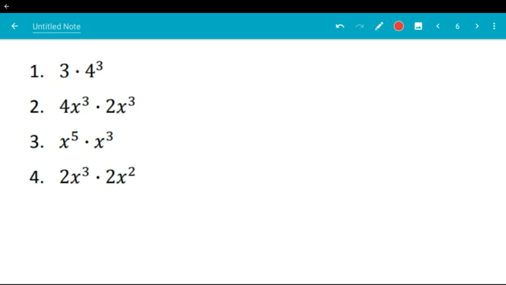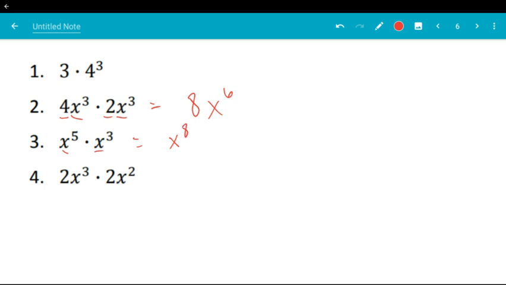your final answer. For number 2, we're multiplying, and we have the same bases, so we're going to add those exponents to give us x to the 6th power, and then we can just multiply 4 times 2 to get 8. For number 3, same bases, so multiplication means we add the exponents, so x to the 8th.